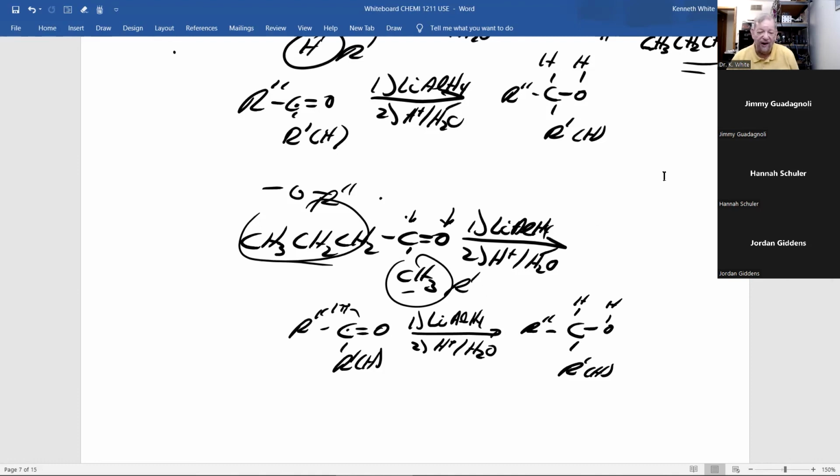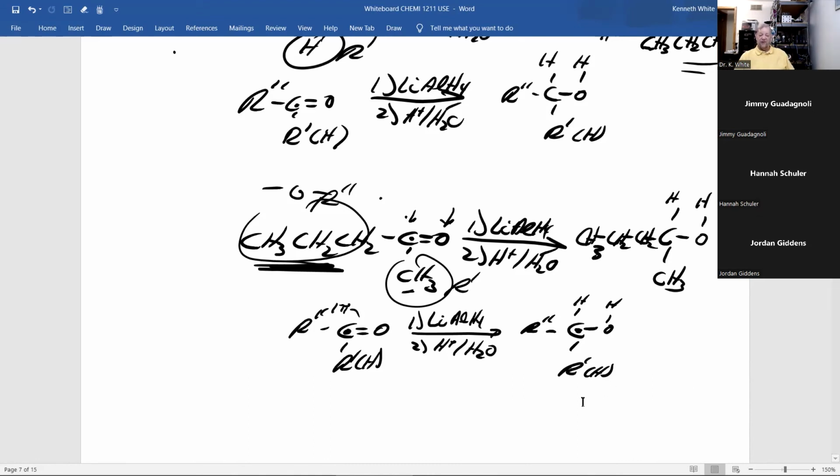So keep your eye on this carbon, which is this carbon, which becomes this carbon. What's attached to it? R prime, methyl. R double prime, 3 carbons. And then I break the pi bond, and each atom of the double bond gets a hydrogen. I know there are 4 bonds to carbon, so I can put in my hydrogens. And I'm done. All right. That's how you do it.